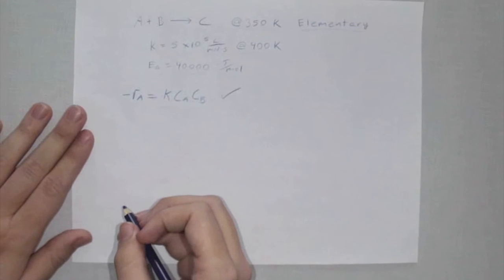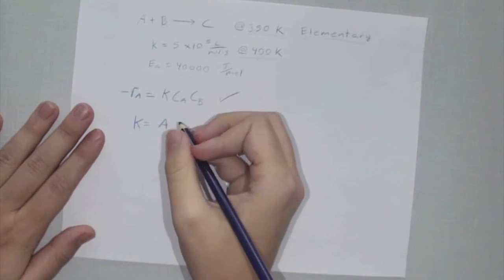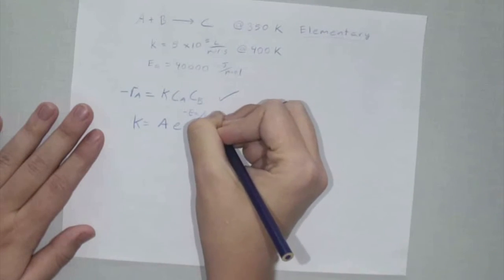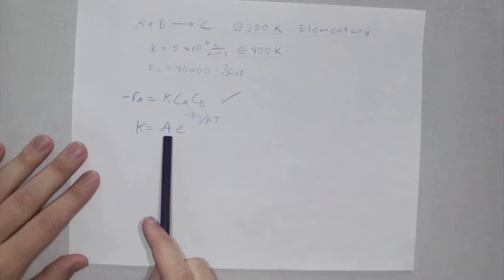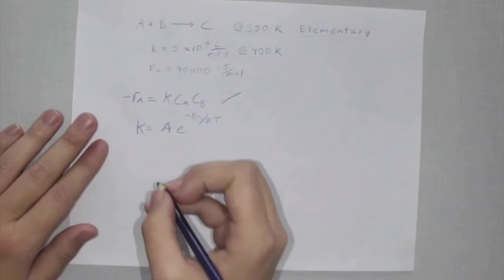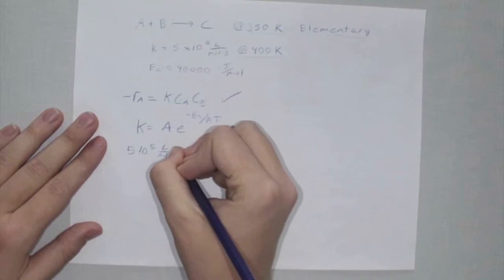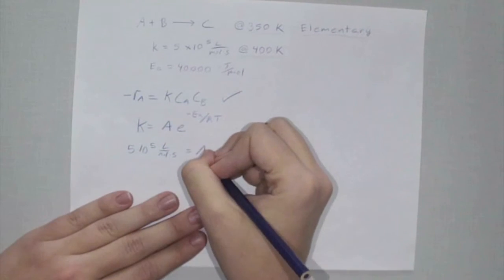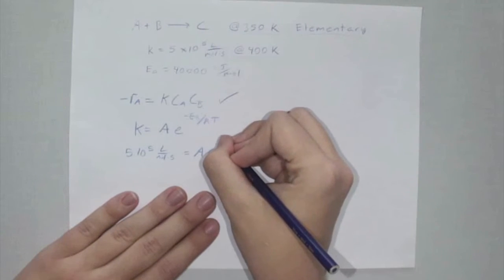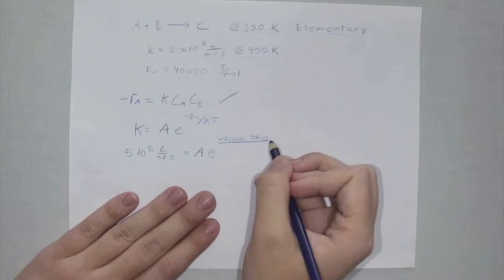So let's write out that equation from earlier to change the temperature of our K. K equals A, E to the negative activation energy, EA, over R times T. All right? So we're going to start by finding this A value with our K value that we know from up here. So if we plug in 5 times 10 to the 5th liters per mole second is equal to A, which we're going to solve for, E to the negative activation energy, which we have up here, so that'll become negative 40,000 joules per mole. I'm going to put that over R times T.